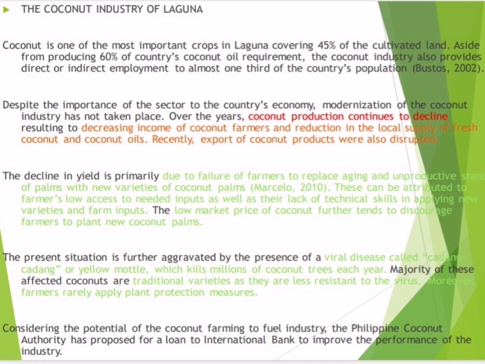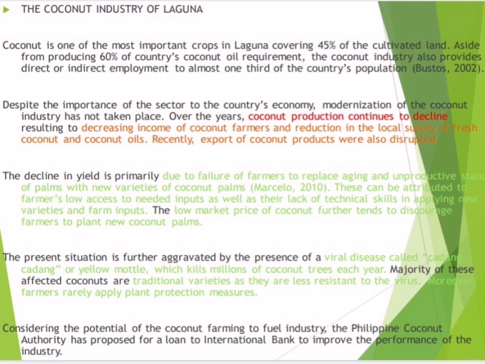Failure of the farmers to replace aging and unproductive stands of palms with new varieties of coconut palms, because the researcher thought that if the coconut palms have new varieties, then probably they can have good coconut production. And as they have said, this can be attributed to the farmers' low access to needed inputs. So that's another cause. Farmers have low access to needed inputs.